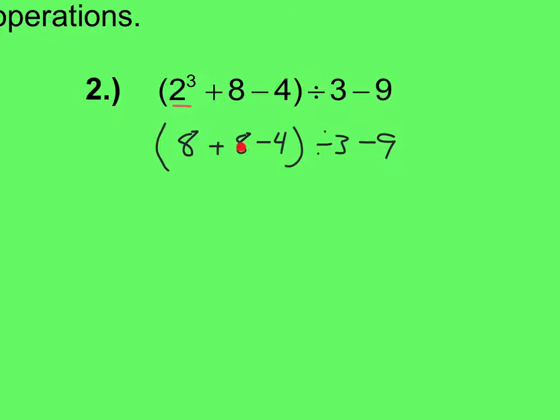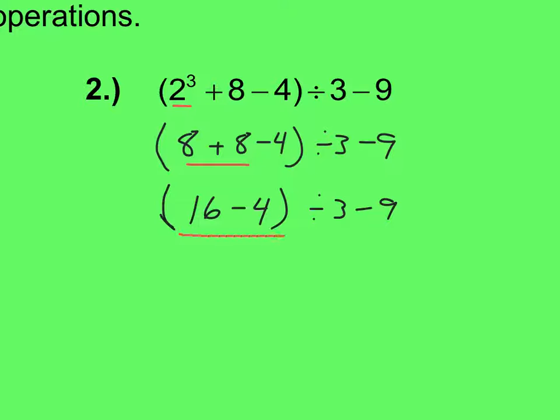We still have operations to do inside the grouping symbols, so I'm going to do 8 plus 8, because add and subtract are equal to each other, but left to right. 8 plus 8 is 16, minus 4. Still have those parentheses because we haven't got it down to one number. Divide by 3, minus 9.